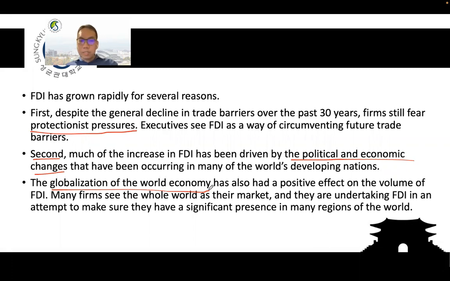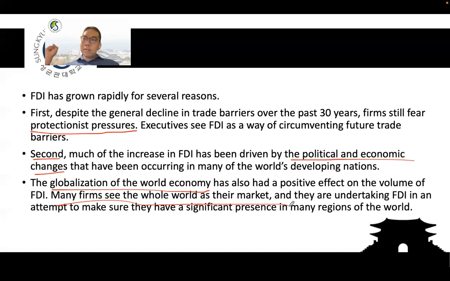So the globalization is inevitable, I think, in all parts of the world, and has a positive effect on, again, the FDI, because many companies in the world are seeing the whole world as their global market, rather than seeing segmented or segregated markets. Now they're seeing the world as a global market.